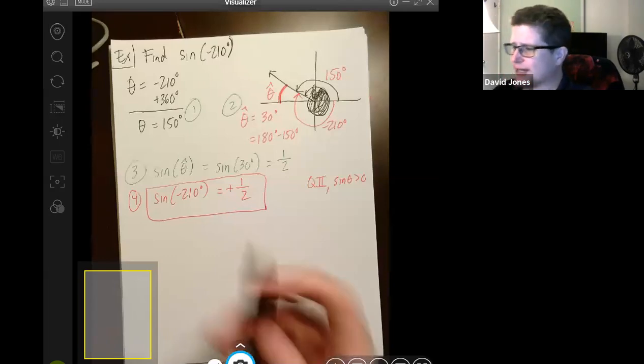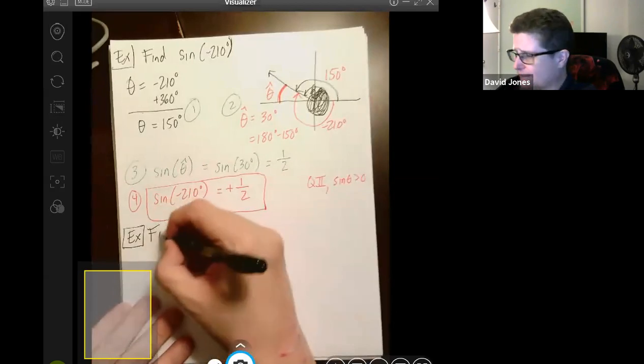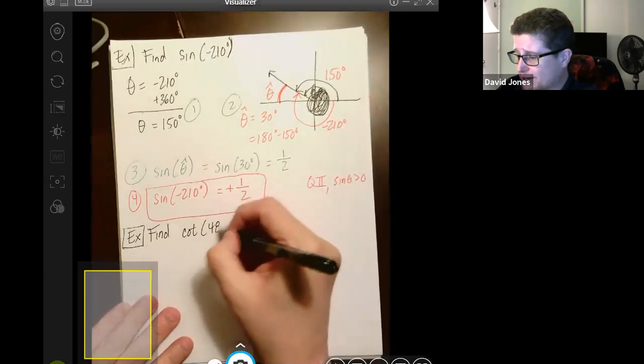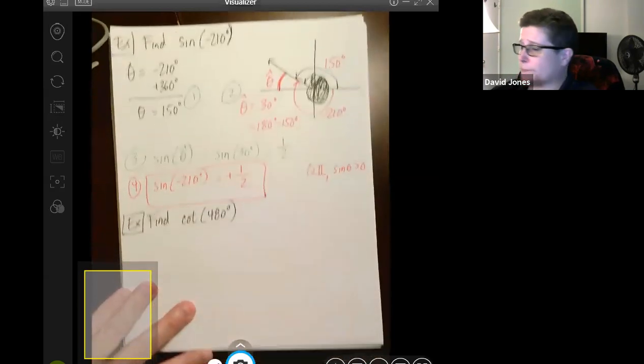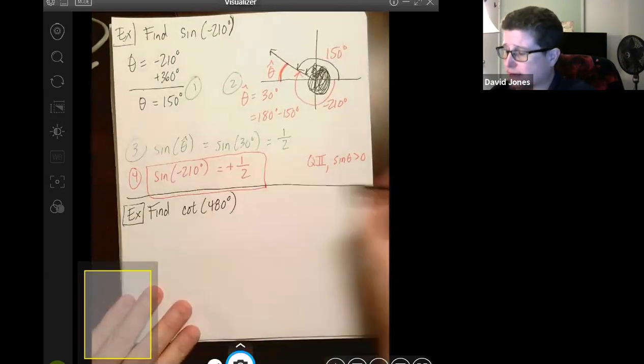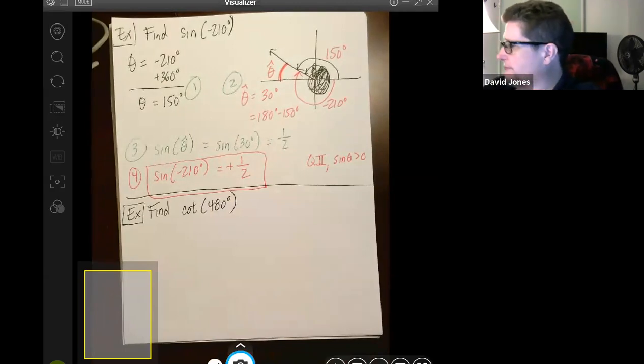Why don't you guys try the next one? Hit pause and we'll go through it together. Find cotangent of 480 degrees. I'll assume you hit pause and we'll go with it.